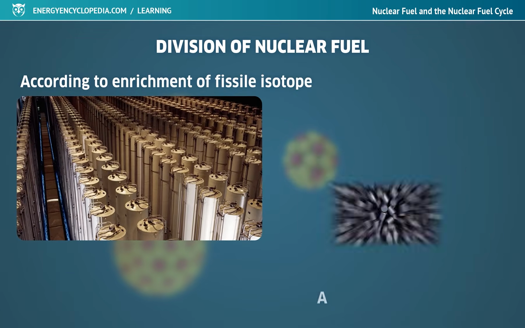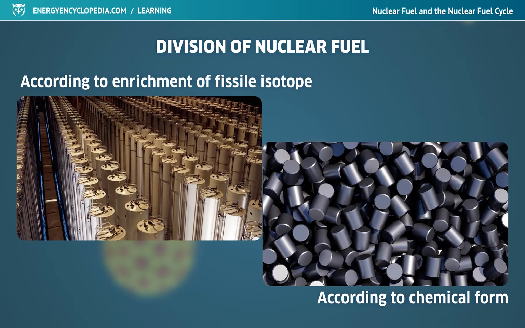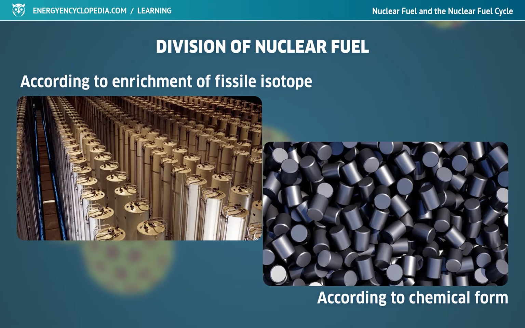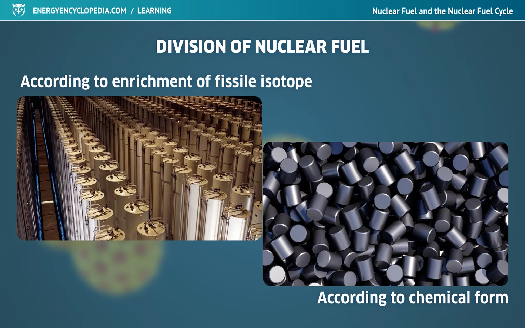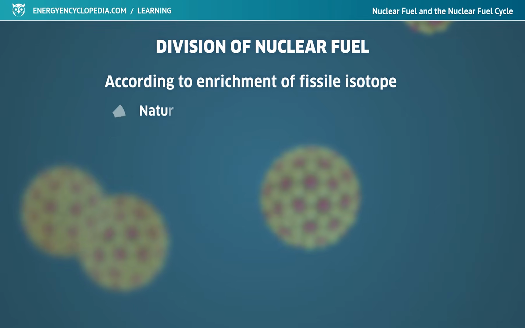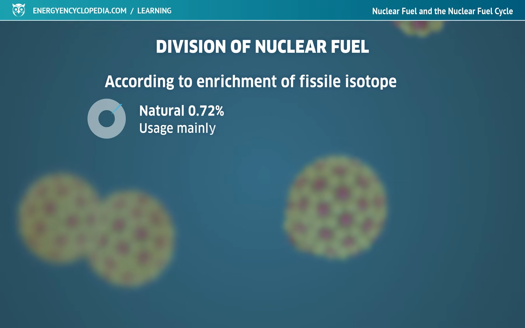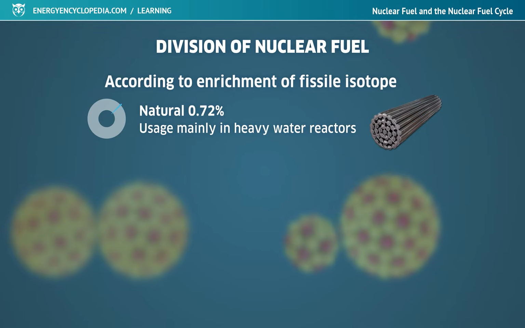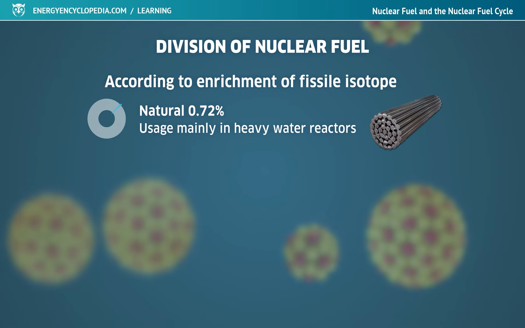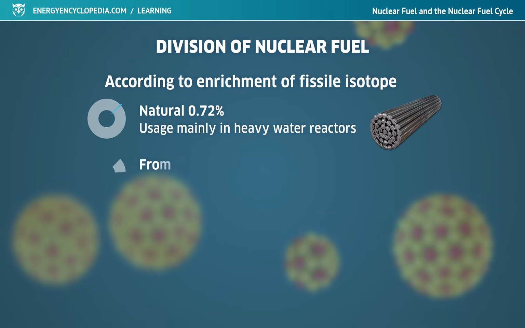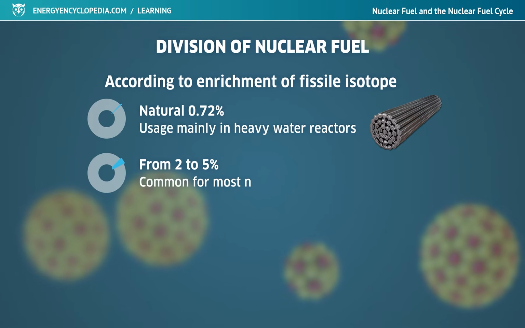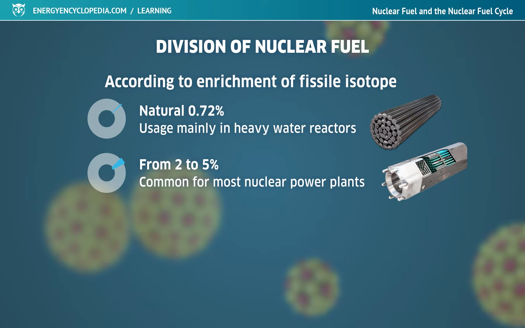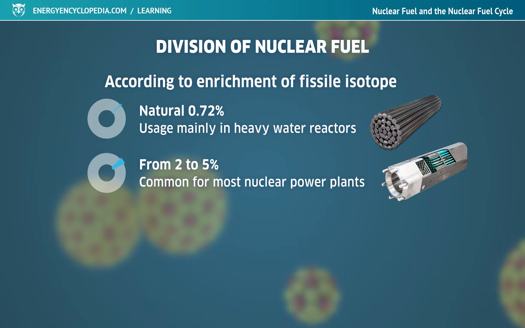From a physical point of view, nuclear fuel can be further divided according to different parameters. Probably the most important division is according to the enrichment of the fissile isotope. In special types of heavy water reactors, nuclear uranium fuel can be used without costly enrichment at its natural uranium-235 concentration of 0.72%. The most common enrichment of a fissile isotope in nuclear fuel ranges from 2 to 5%. With such enriched fuel, most nuclear power plants work with one of the thermal types of nuclear reactors.